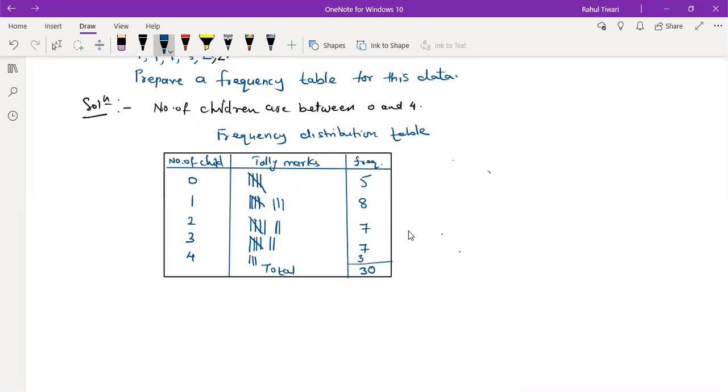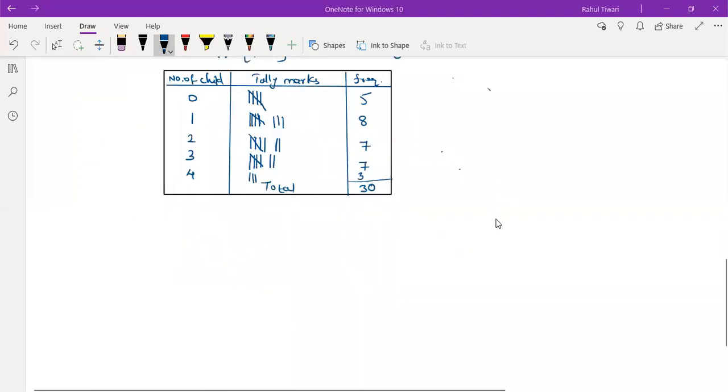Now this is the one concept. When data is very small, like between 0 to 4, 0 to 5, you are able to count it. But what happens if the data is not countable? Okay, so we will see the data which is not countable. So take down this one. Take down example number 2.